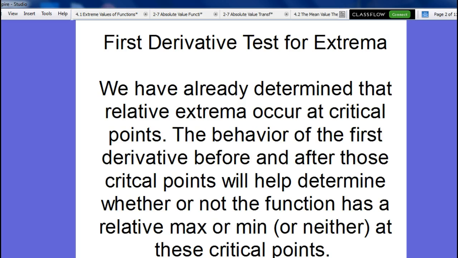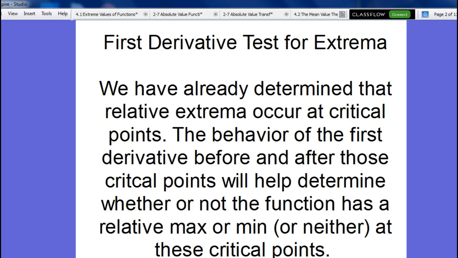So we talked about the extreme value theorem, we talked about the mean value theorem, and we talked about this theorem. Well, the extreme value theorem said that if you had a closed interval and it was continuous, then you were guaranteed an absolute max and an absolute min. The first derivative test for extrema is an extension or moderation of that that's going to help us be able to graph. So we already know how to determine relative extrema.